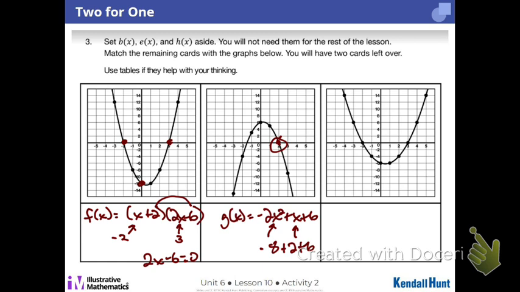The last one, I got x squared minus x minus 6. Check out my y-intercept. It's right there. And then you can always test out another point. Let's test out point negative 2. Negative 2 squared minus negative 2 minus 6. I've got 4 plus 2 minus 6 is 0. Look at negative 2, 0 works.